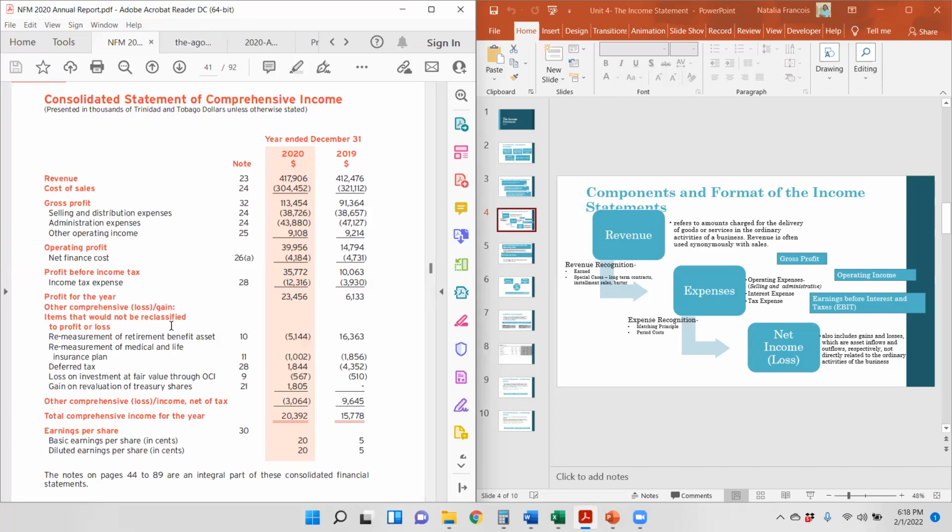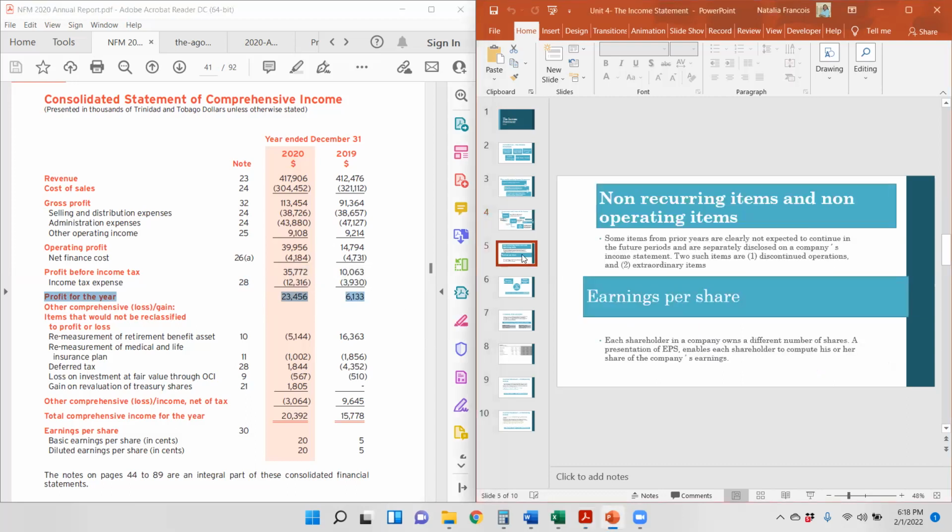NFM is in color. So you see the operating profits. We see what they call net finance costs, so that's interest, and then income tax expenses. So you see all the statements are consistent, and then you get your profit for the year. Do you see that? Yes, miss. So you know how to read this income statement, right?